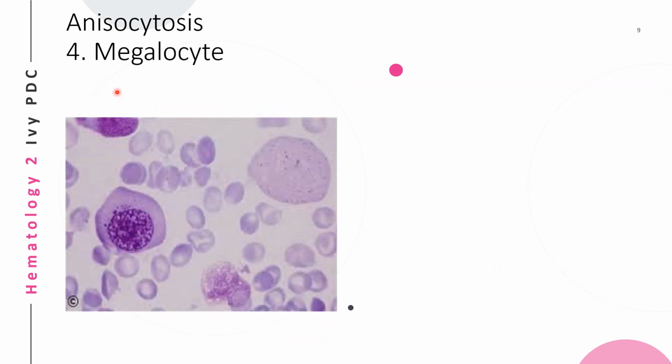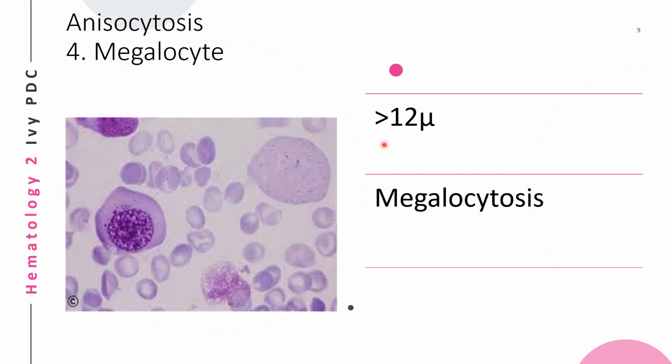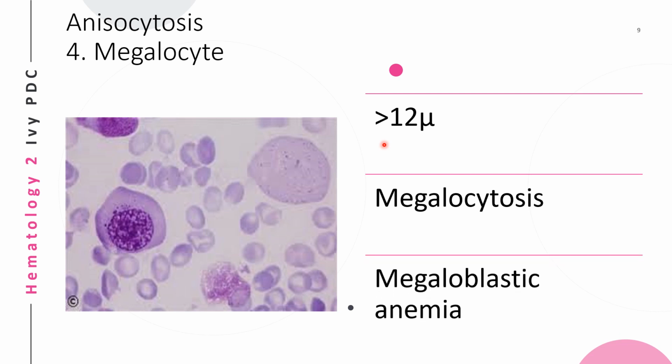The last type of cell under anisocytosis is a megalocyte. A megalocyte is considered to be more than 12 microns, so these are bigger than macrocytes. The presence of megalocytes in the circulation is termed as megalocytosis and usually seen in megaloblastic anemia.